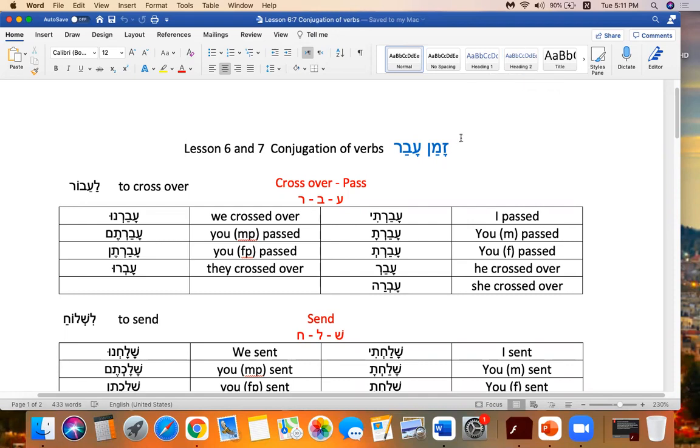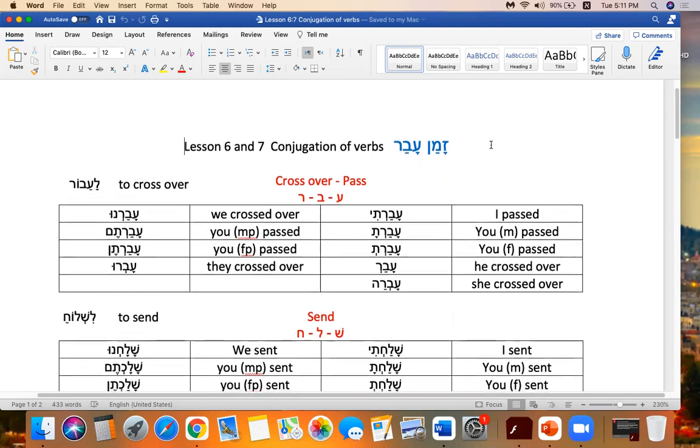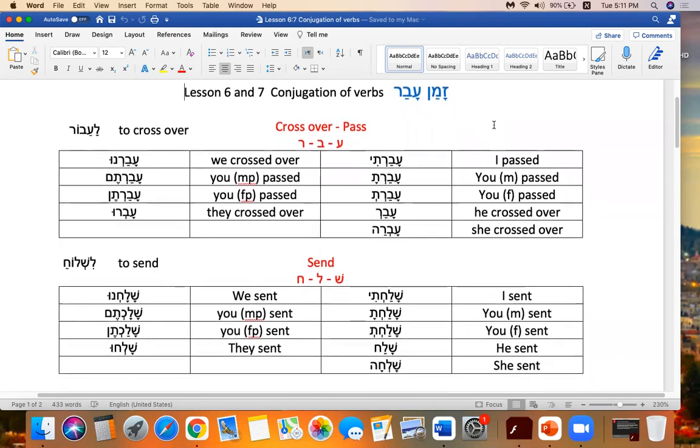We're going to go over our next worksheet from lesson 6 and 7. We're conjugating the verbs in those two lessons, so I will read through them. This is the zamanavar, or the past tense. We do have the infinitive over here in case you need it. We probably won't need it in the unit itself, but you may want it. So we're first going to do cross over.